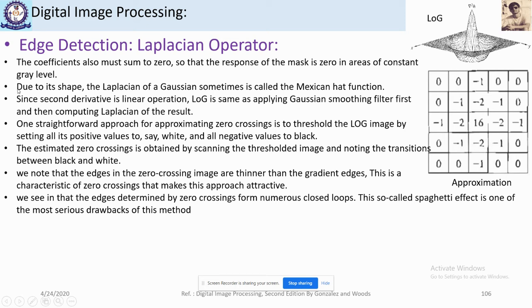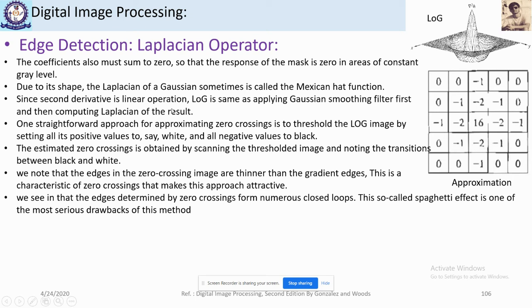Now, one more name is given to this LoG because of its shape. Due to its shape, the Laplacian of Gaussian is sometimes called the Mexican hat function. Its mesh appears like a hat. So that is why it is sometimes called the Mexican hat function.